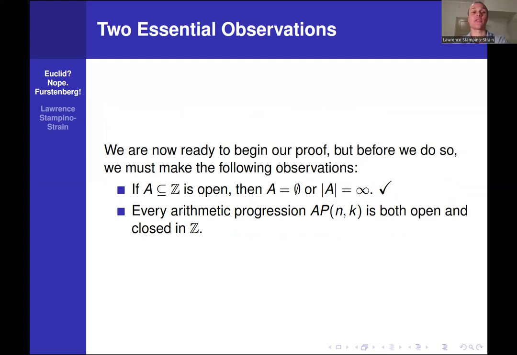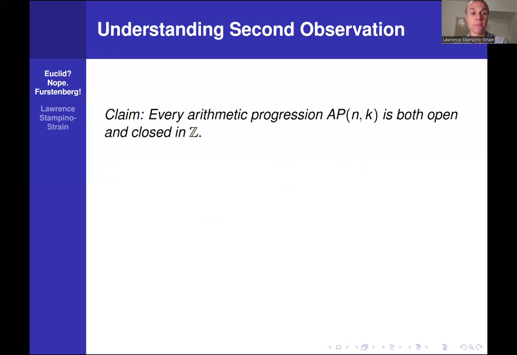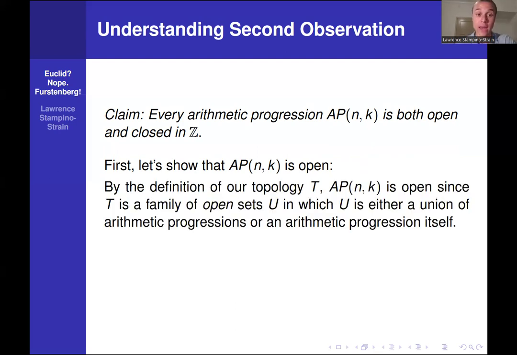And so for our second observation, we have to show that every arithmetic progression A(P, K) is both open and closed in the integers, right? So let's show that this is true. Our claim again is that every arithmetic progression A(P, K) is both open and closed in the integers. First, let's show that A(P, K) is open. Again, by the definition of our arithmetic progression topology T, A(P, K) is open since T is a family of open sets U, in which U is either a union of arithmetic progressions or an arithmetic progression itself, right? So by definition of our topology, A(P, K) is open.